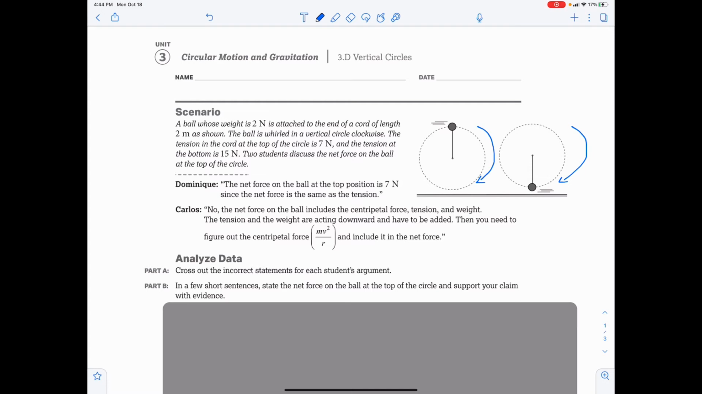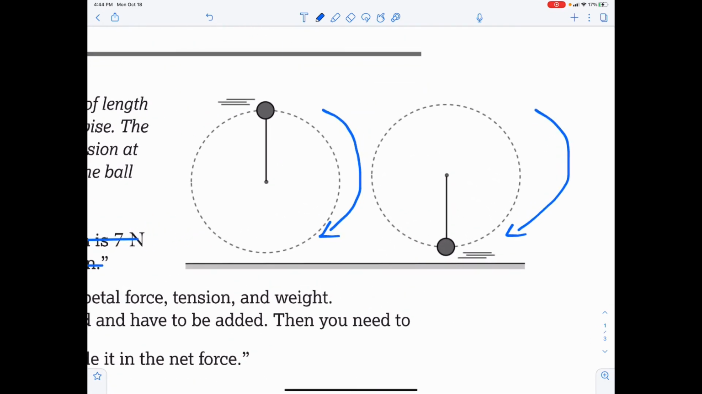This is one of those examples where neither student is completely right. In fact, this happens. Everything Dominique says is wrong. Let's draw a free body diagram at the top and the bottom so we can clarify. The forces acting on the ball are tension and weight. Both act towards the center of the circle when the ball is at the highest point. Therefore, you would add those forces and that total would become the net force.